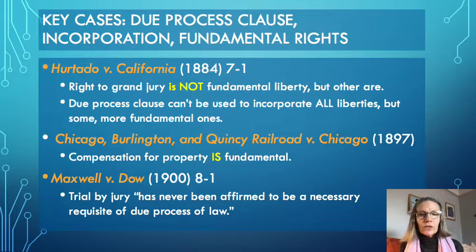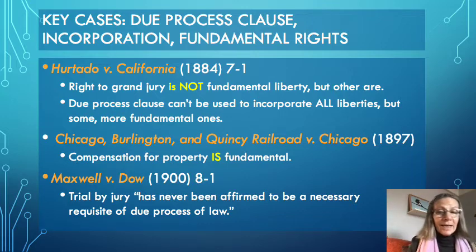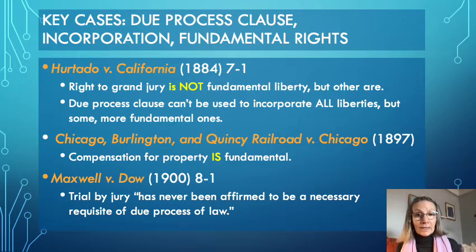Chicago, Burlington, and Quincy Railroad versus Chicago, 1897. This is a case that's somewhat similar to the case in Barron versus Baltimore. This is a case having to do with eminent domain and whether or not a state or city can take away your private property without compensating you for that. And so Chicago was developing its city, and it took private property away from private citizens, but also from a privately owned railroad. And the railroad cried foul. They only got $1 for their property.